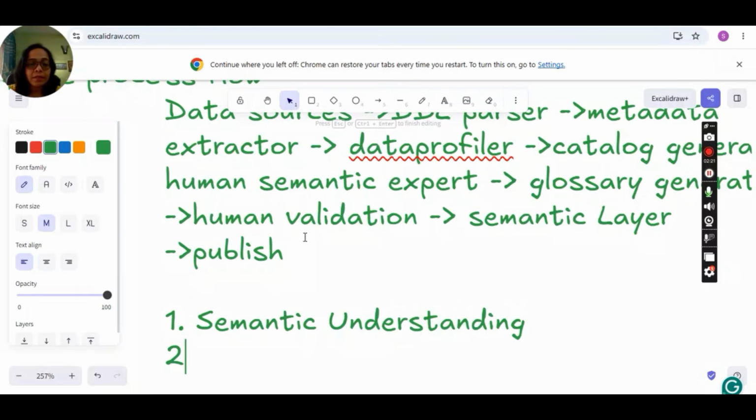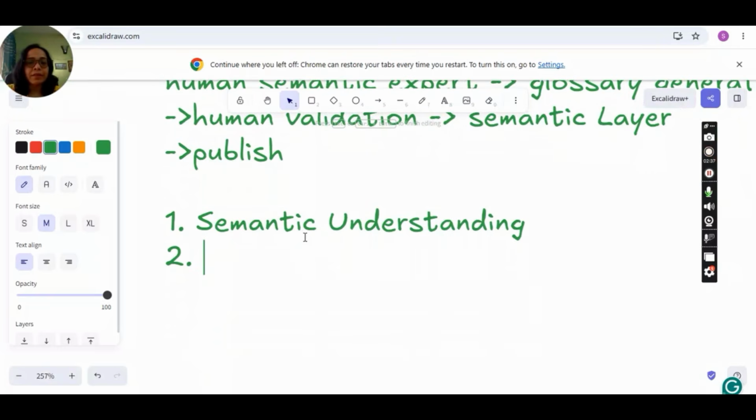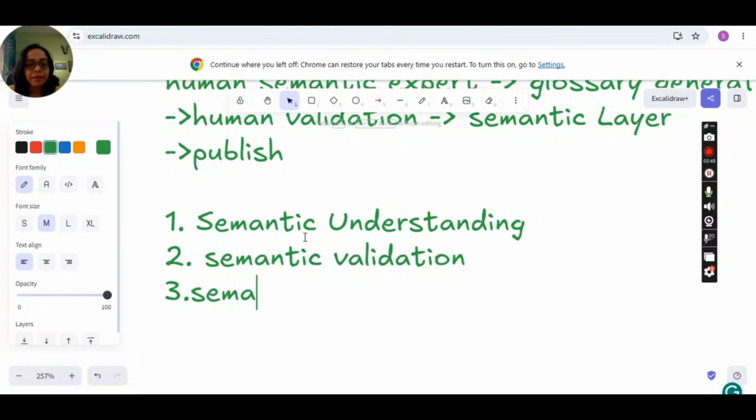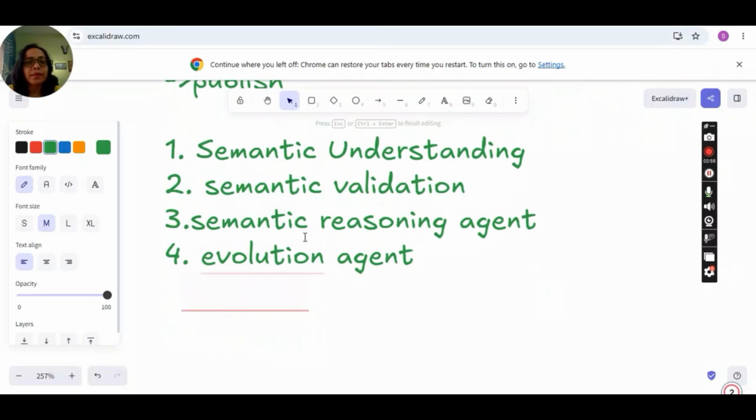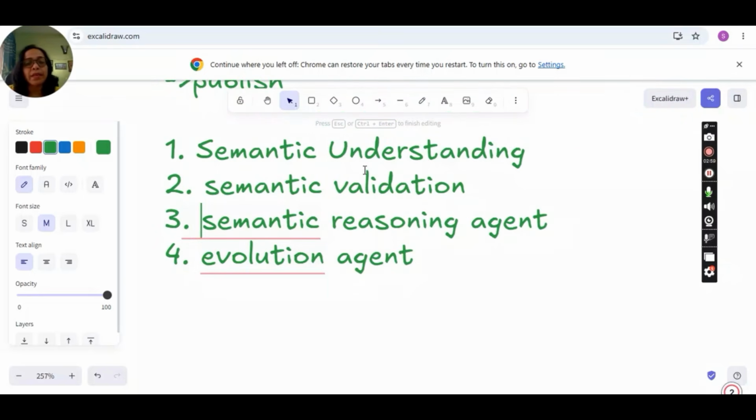Also, I will give you some home assignment to design the bounded context, entities, value objects, and attributes, whatever we had discussed yesterday related to the domain driven design system. You have to do that. So here, semantic understanding, and next is semantic validation. Next is the semantic reasoning agent, and next is the evolution agent. So what are the things all these agents have to perform?